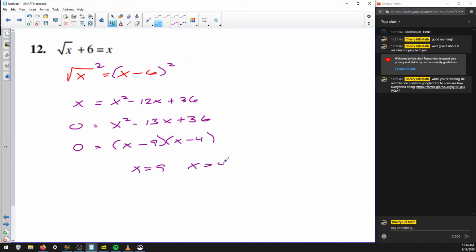Okay? We have to check them, though, because extraneous solution means it's got to work after you plug it back in. So the first one says the square root of 9, okay, the square root of 9 is 3 plus 6. And on the right-hand side, I'm just going to plug in the x again, which would make that 9. That one's good. 3 plus 6 does make 9, okay? For the 4, if I plug that in, it'll say the square root of 4, which is 2, plus 6 equals 4, okay? That one doesn't make a whole lot of sense.